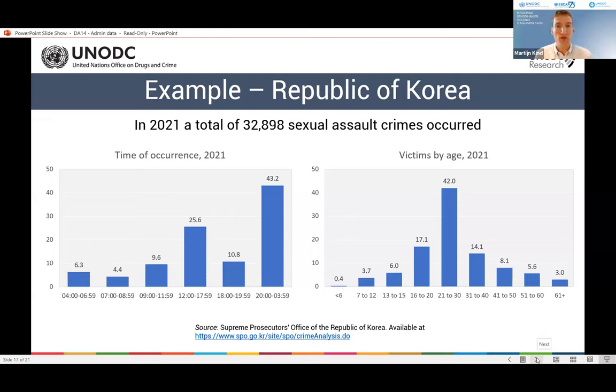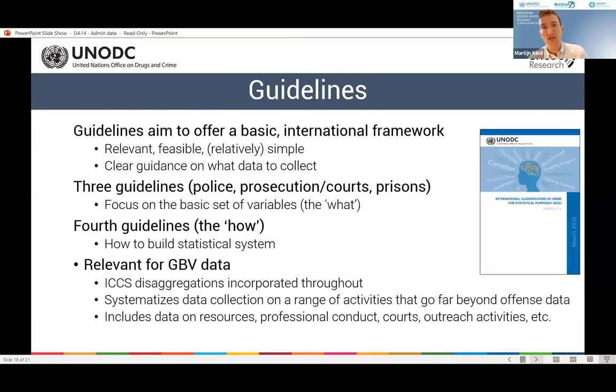Then just a brief note on some guidance that UNODC is developing. Hopefully you've all heard of the International Classification of Crime for Statistical Purposes, but we're developing some additional guidance for criminal justice institutions on the kinds of data that they should ideally be collecting to be better able to respond to crime. This goes beyond offense data, and it also includes data on the kinds of activities they do day to day, the kinds of resources they have available, et cetera.